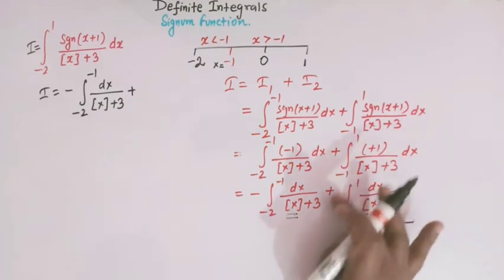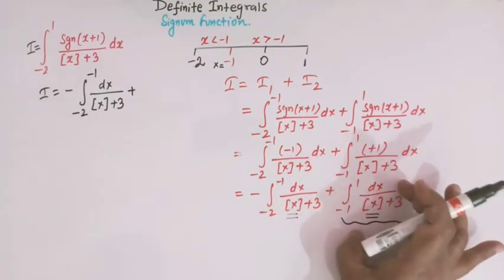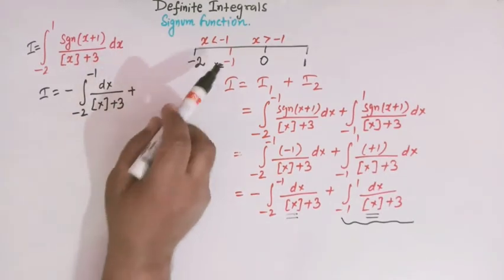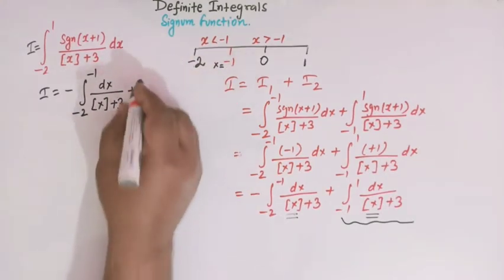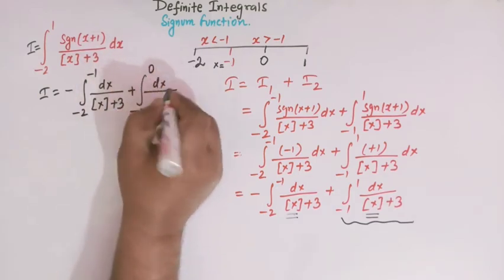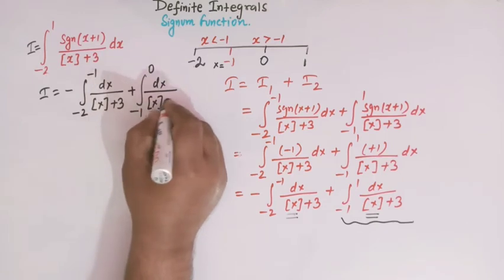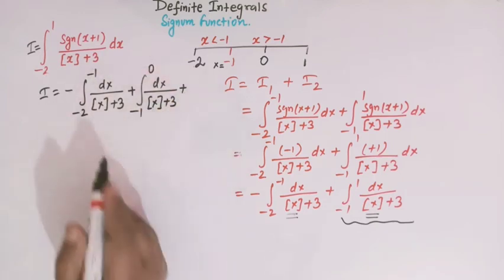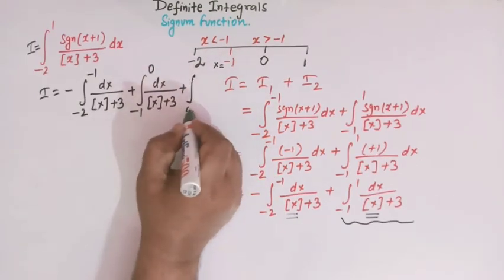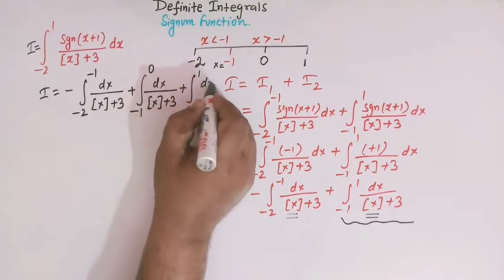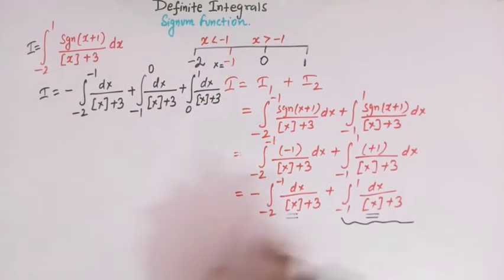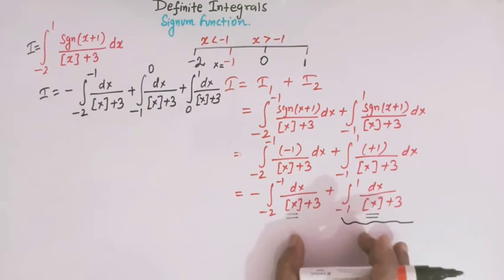So we have to further split this integral as a sum of two integrals, right? So the first one goes from minus 1 to 0, dx over greatest integer x plus 3, and the second integral is from 0 to 1, and we have dx over greatest integer x plus 3, right? So viewers, this is a very important step.